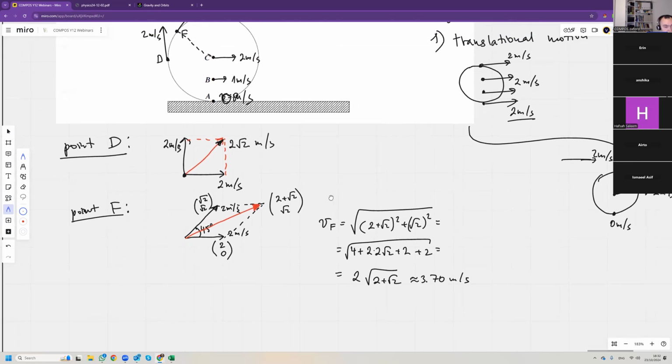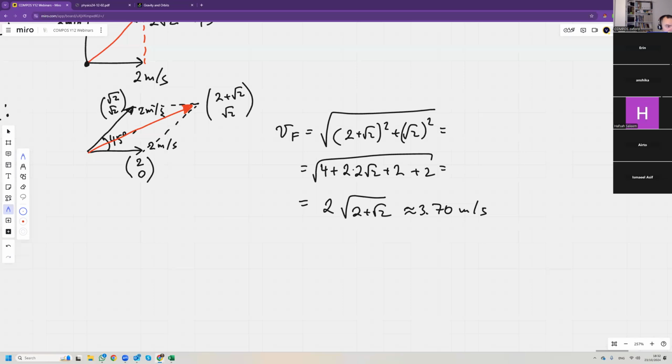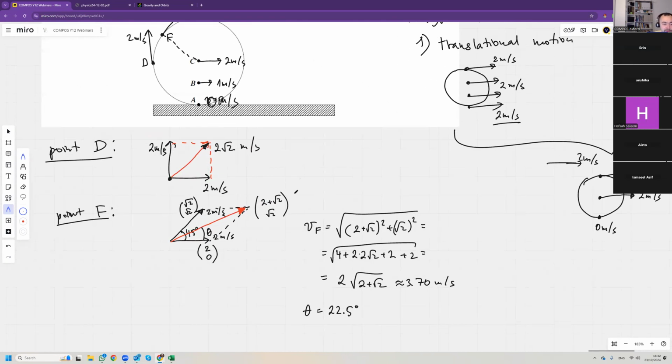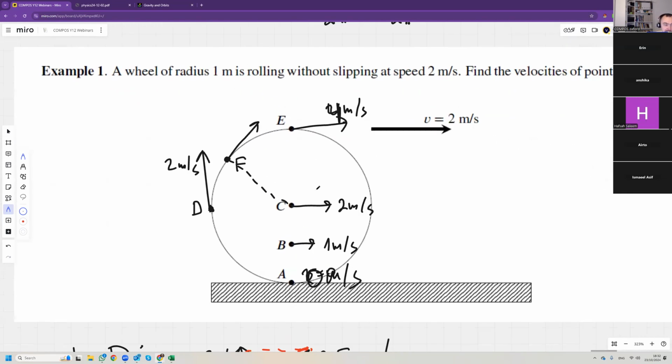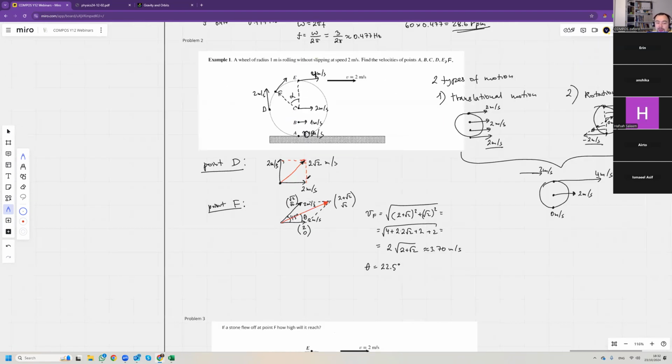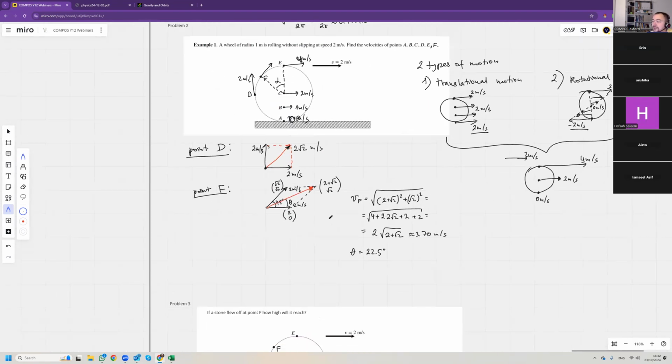Okay, the angle. The angle is obviously going to be 22.5 degrees. In the assignment, you will need to do that, but not for 45 degrees. You will need to do it for an arbitrary angle. So let's say angle alpha, and you need to work out the speed in terms of alpha.